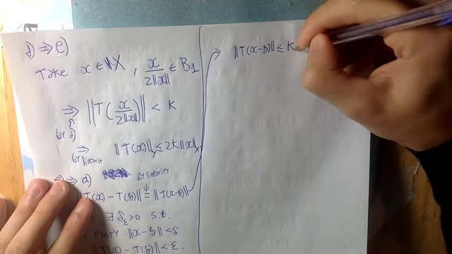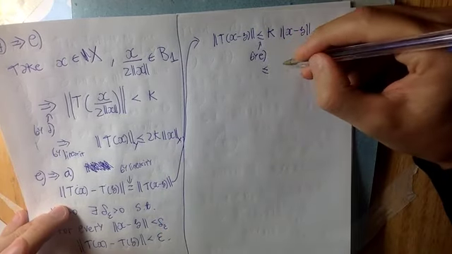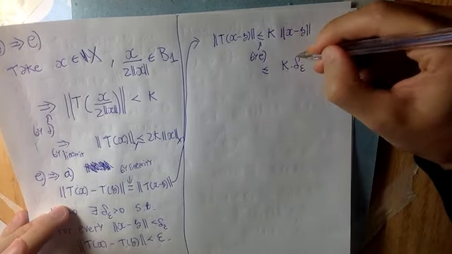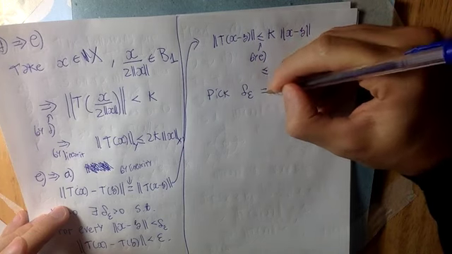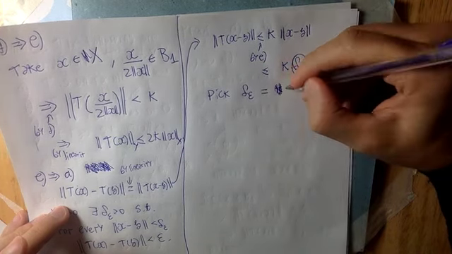Okay, so now we can say that this here is less or equal than k times delta epsilon. So we need to pick delta epsilon equal to epsilon over k. Okay, so if we put it like this, this is less than epsilon, and this gives us the uniform continuity of this thing.